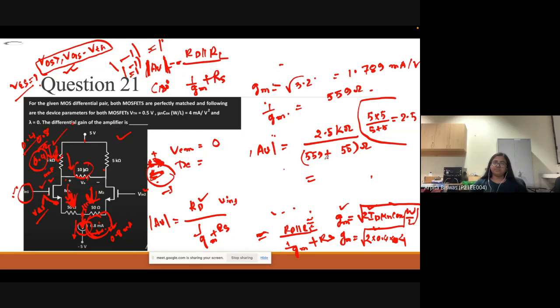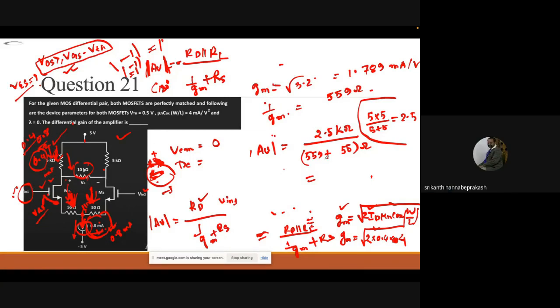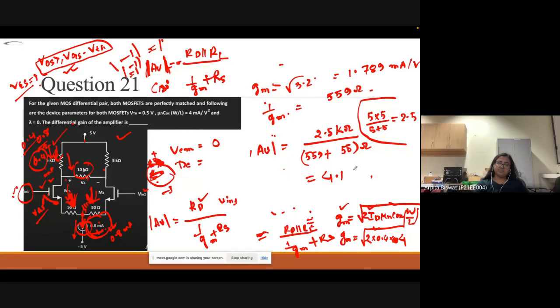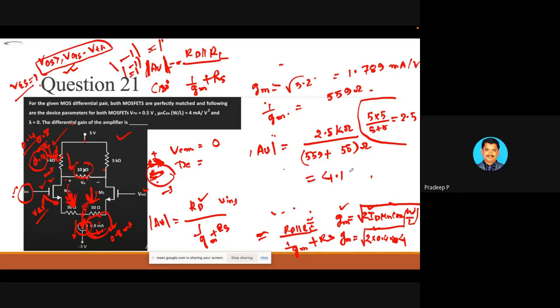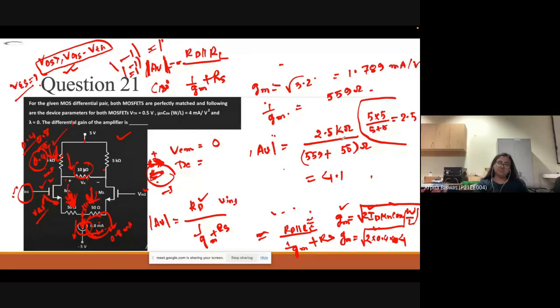Yes. You can convert in one unit: kilo ohm, you can convert it into ohm, or ohm, you can convert it into kilo ohm. And then tell me what is the right answer. 4.105. Any unit? No units, ma'am. It is gain. Yes, ma'am. So the right answer is 4.1.